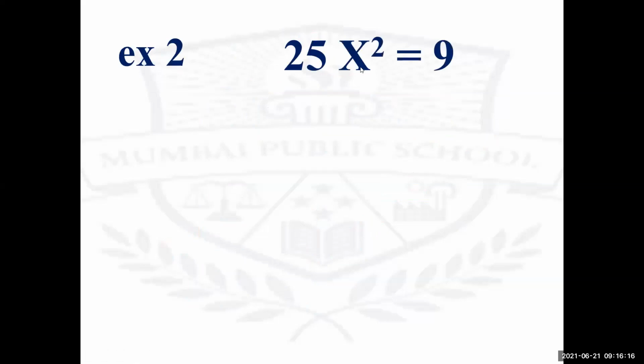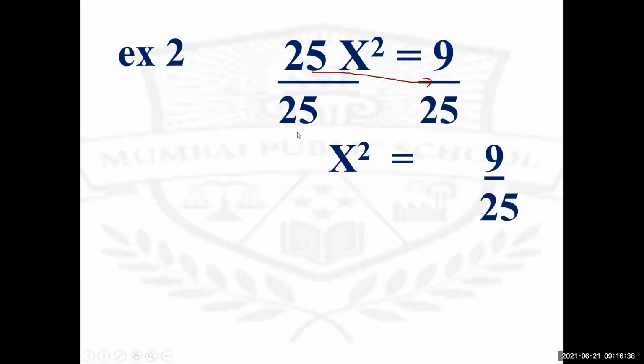Check. The question is 25x square equals 9. Again, what you're going to do is take 25 to the other side, or eliminate 25. In order to eliminate 25, you are going to divide both the sides by 25.